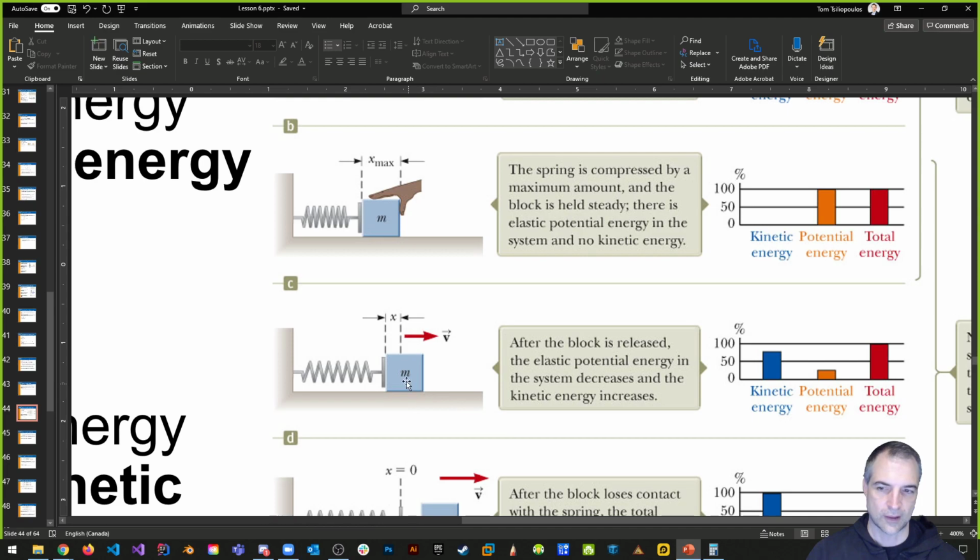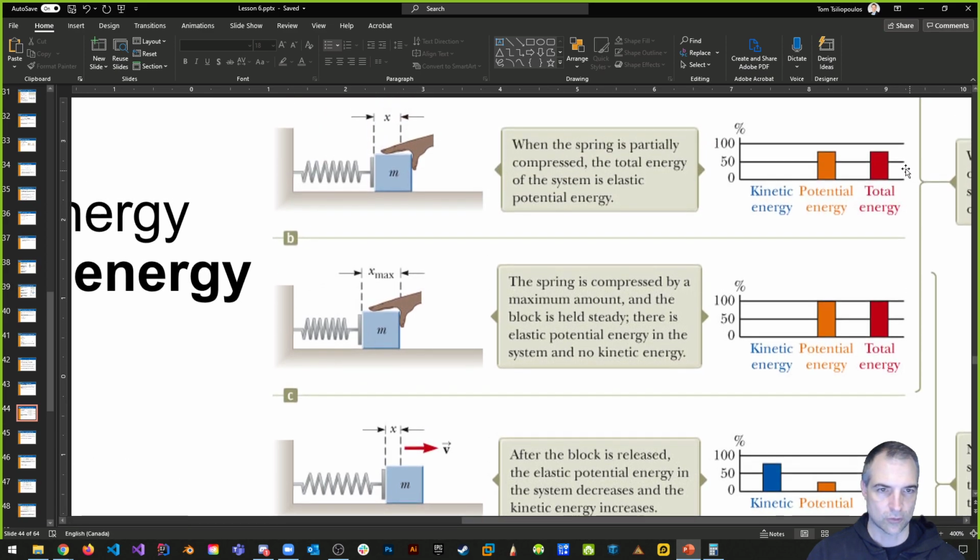However, as soon as I let it go and it starts displacing back towards the equilibrium point, there's a transfer of potential energy into kinetic energy. The total energy of the system remains constant. Why? I've already applied the work across the system boundary. I've given the whole system energy. And that's why the energy stays the same after it's been applied. Notice that the total energy is not 100% yet until we've reached maximum compression.